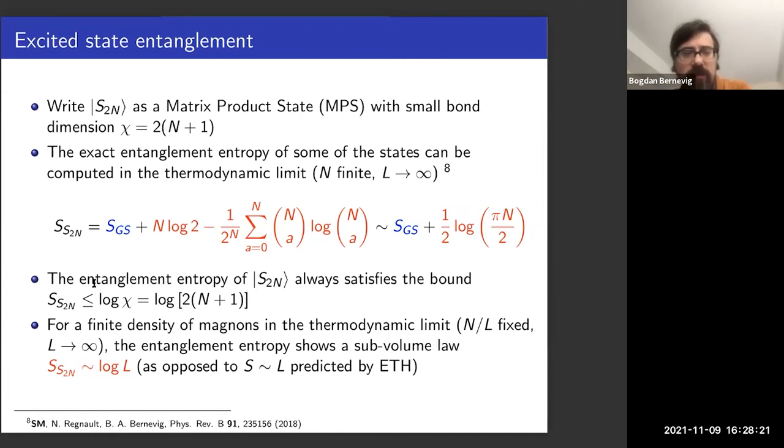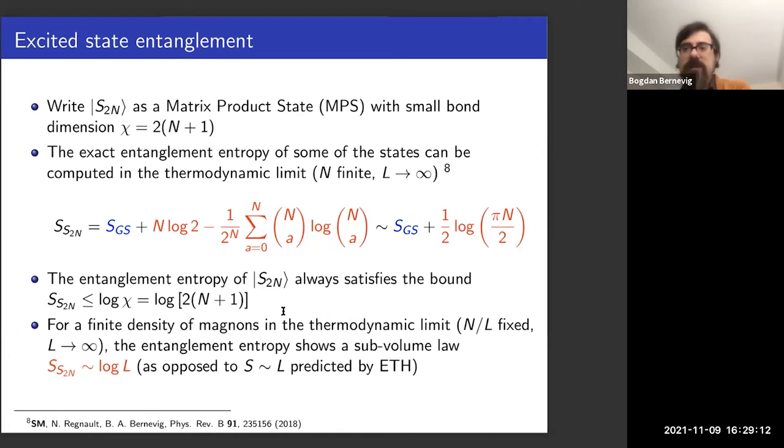And now you can see that the entanglement entropy, because by bond dimension you can bound the entanglement entropy, has to be less than the log of 2 times n+1. So it's log bounded, log of n, where n is the number of times you hit the ground state with this projector. In the thermodynamic limit, for a state in the middle of the spectrum, n over L is finite, is constant, some fraction. So that means that S is bounded by log L. So these are log L states, as opposed to S being volume law as predicted by ETH.